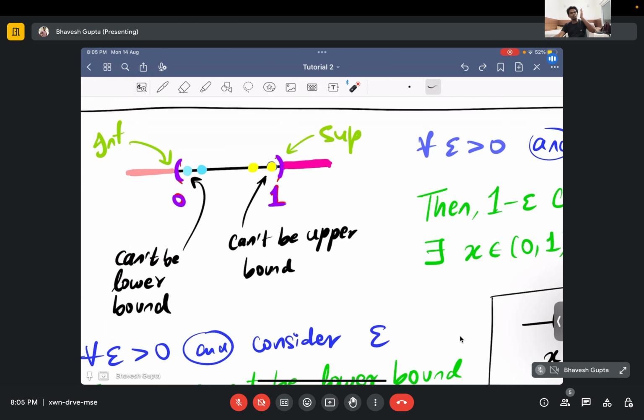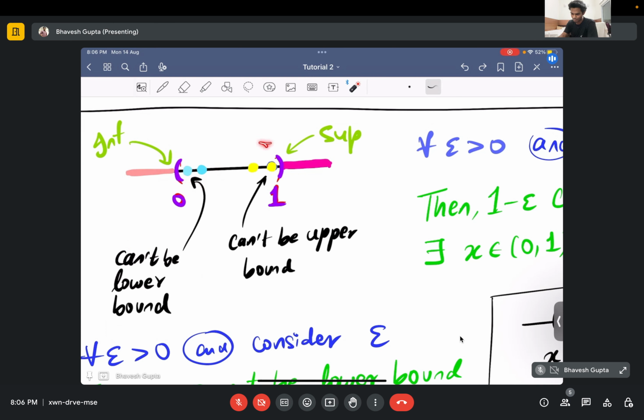Because the moment you know what an infimum is, you can see that the infimum just divides the whole line. It divides the line into one part which we call a bound, and another part which cannot have a bound. So that's why they are very important.